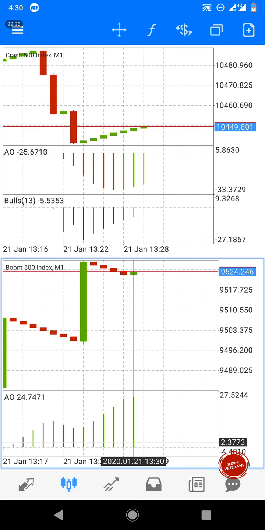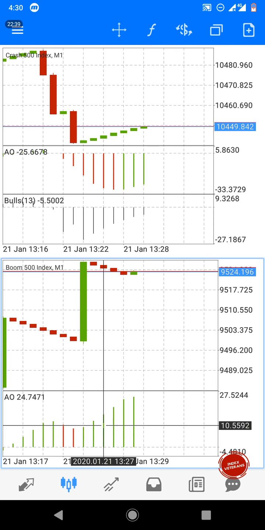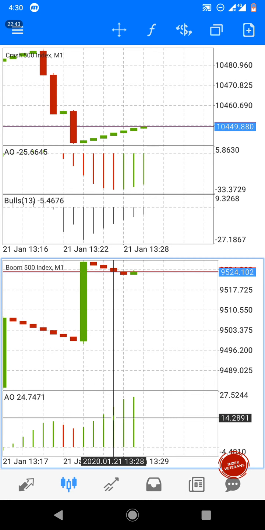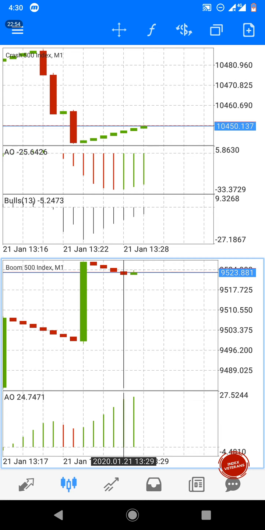Also, as I told you, when you see the AO green for the Boom 500, it works for both, guys, even the Boom 1000. So I'm just using these because they have a small spread and they are very fast compared to the Boom 1000 and the Crash 1000, though they both work.